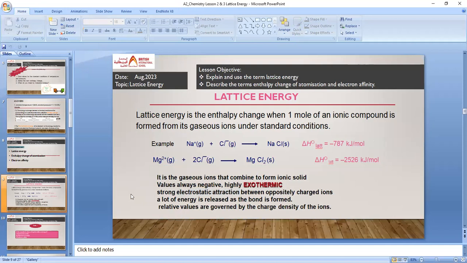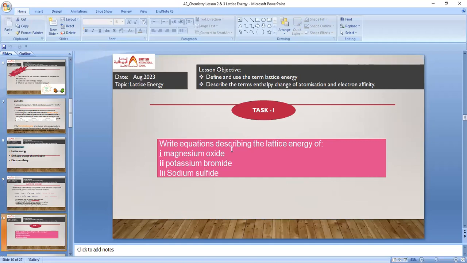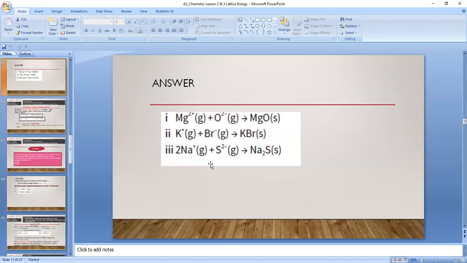Okay, write the equation describing the lattice energy of magnesium oxide and potassium bromide. For the equation, you have to write all the ions, which basically means the charges. Mg plus 2, as you wrote in the last lecture, and O minus 2. State symbols are also important. Mg plus 2 and gaseous oxygen ion are added.